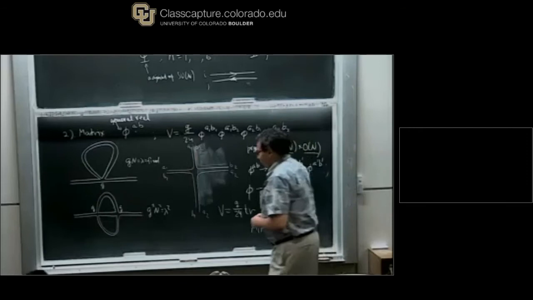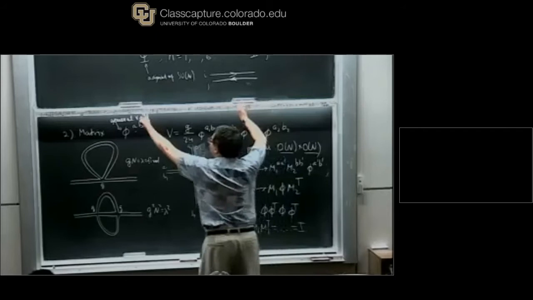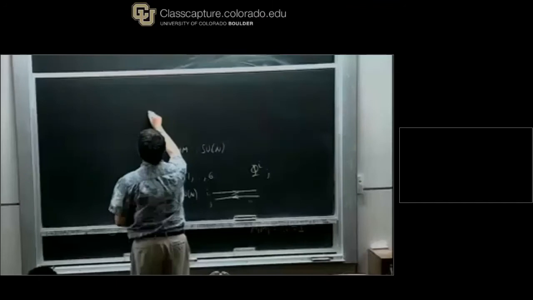And now armed with this vertex, and of course the propagator is something really simple in this case. So if you want to write down the propagator in our case, it's just going to be, for example, phi A1B1, phi A2B2.